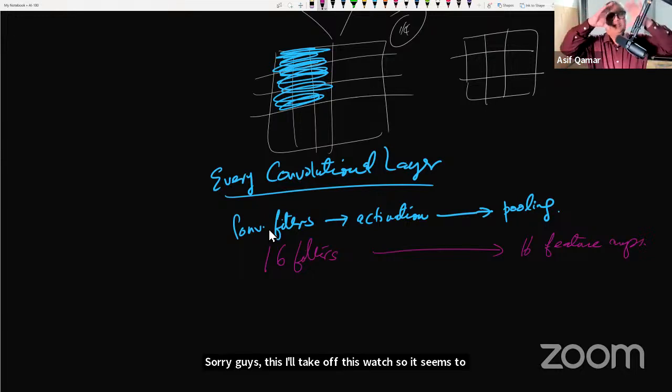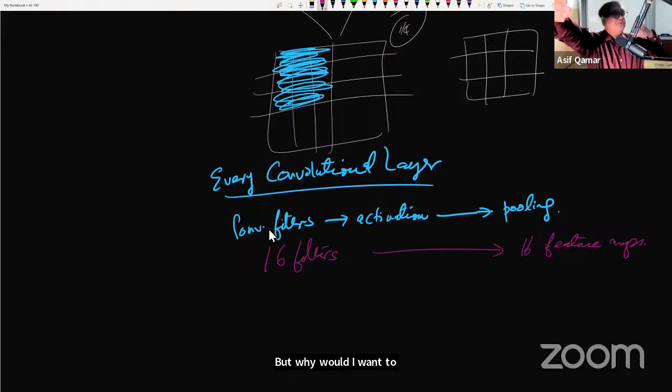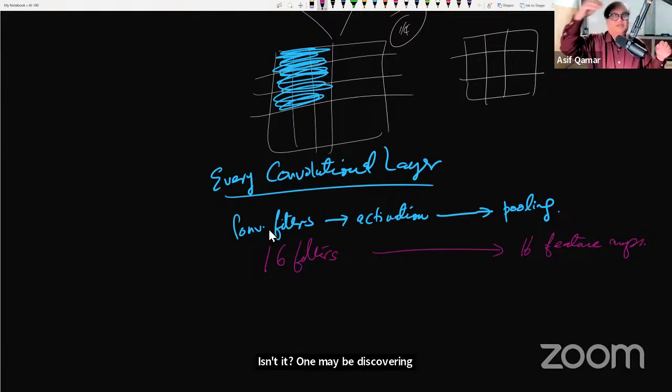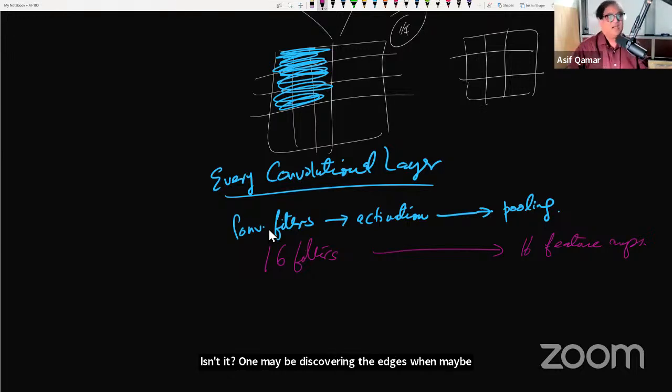Okay, so you start with 512 by 512 pixels, and then the next feature maps you're getting are smaller. But why would I want to use more features? Argue for it. Why would you like to apply lots of filters to it? Because each filter is discovering its own thing, isn't it? One may be discovering the edges, one may be discovering the horizontals, one may be discovering the verticals. Are we together?